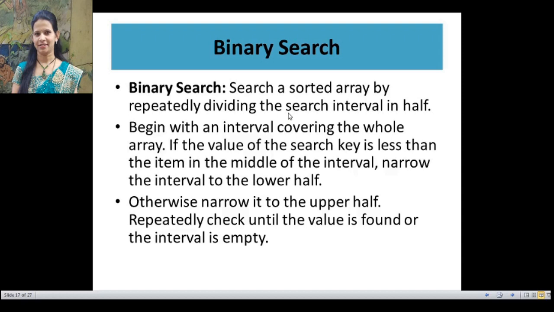Binary means what? Here we are dividing the array into two parts, first interval and second interval. Okay, we repeat this procedure, beginning with an interval covering the whole array. First find out your beginning, then end, and then mid. Here we are finding the mid. Mid means beginning plus end divided by 2.